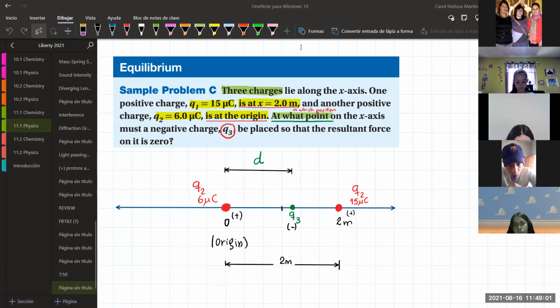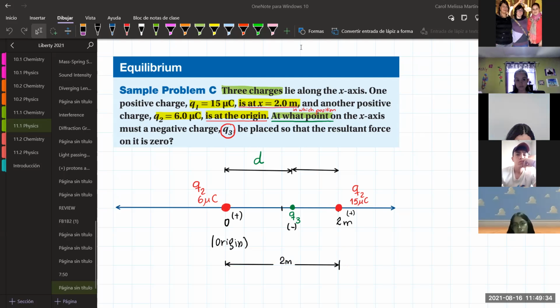And this distance right here, between Q3 and Q2, I don't know it neither, okay? But if I use another variable, it's going to be too complex. Entonces, tratemos de usar una sola variable. If we are using D, let's try to use D also right here. I know that this is a total distance of 2. I know that this is D, okay?